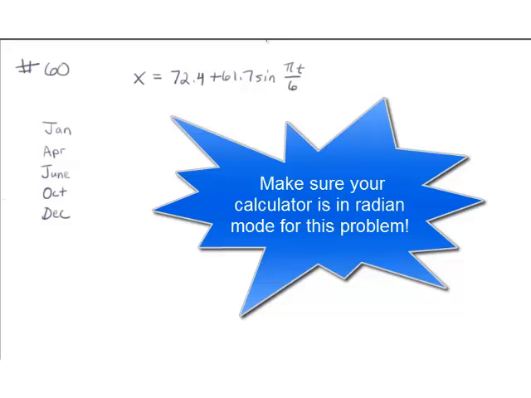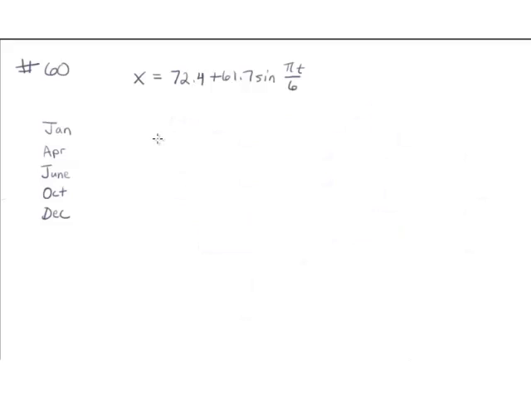It asks us to estimate the number of Get Wet suits sold in January, April, June, October, and December. So all we're doing there is these months have a number representation like what we're normally used to, 1, 4, 6, 10, and 12, and we're plugging those values in for t. Now, I chose to personally graph this so that I could look at the table of values. That way I would only have to type the equation in once as opposed to 5 different times. So January, which is the first month, I get 103.25.